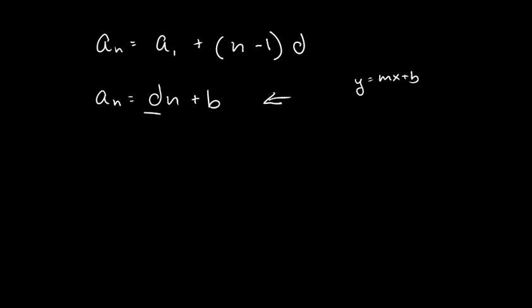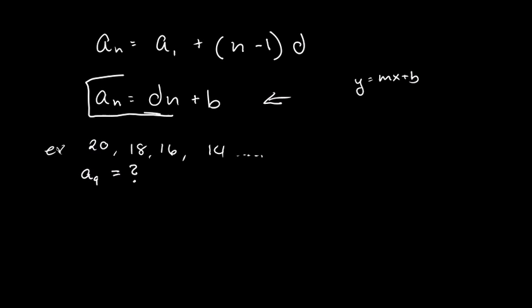Alright, let's look at a couple of examples. I'll do 2 that look a little bit different. I have this sequence right here, and my goal is to find a sub 9. So I need to write a rule with as much information in there as possible. I need to find my common difference, and I need to find my b. The x and y you're going to leave in your rule, so that you have a place for an input and an output.